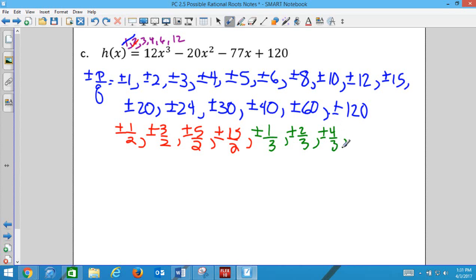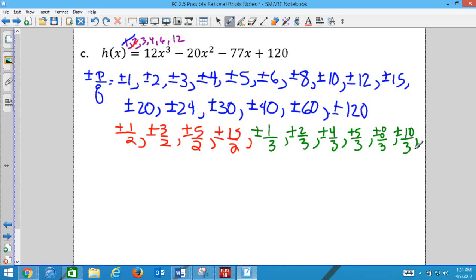What are we doing? I'll answer the question in a moment. I'm just listing all the possible rational zeros. But then we're going to use our calculator to actually find them. So all we have to do is list the ones that could occur.